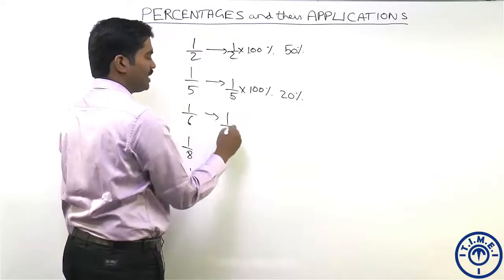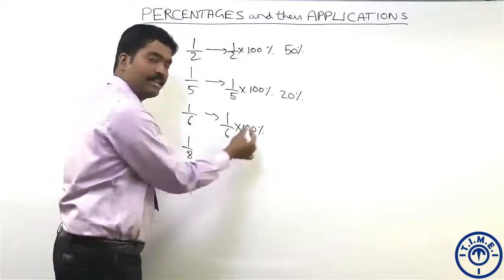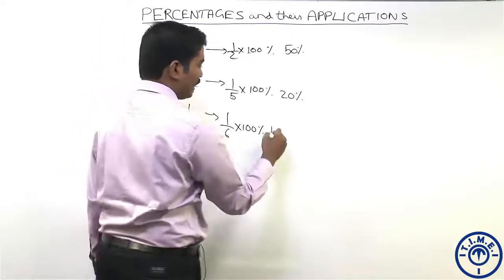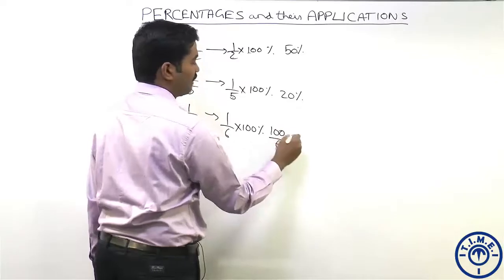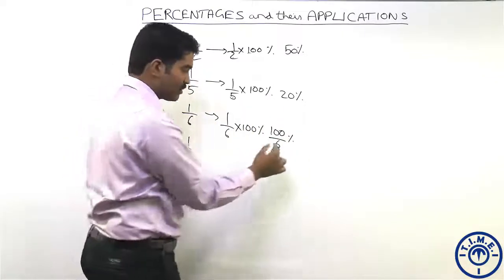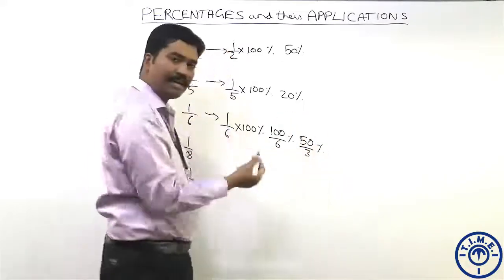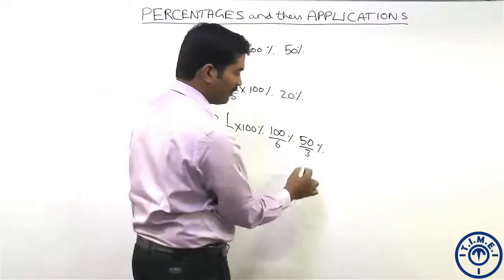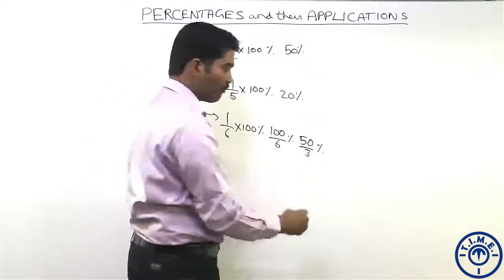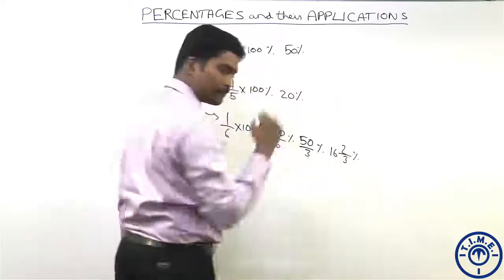Similarly, 1 by 6 into 100%. How much is that? 100 by 6. 100 by 6%. Can we leave it like that? No. There is a 2 which is common to 100 and 6, right? Divide it. 50 by 3%. Can we leave it like that? We can further simplify this as 3 16s are 48. So 16 2 by 3%.